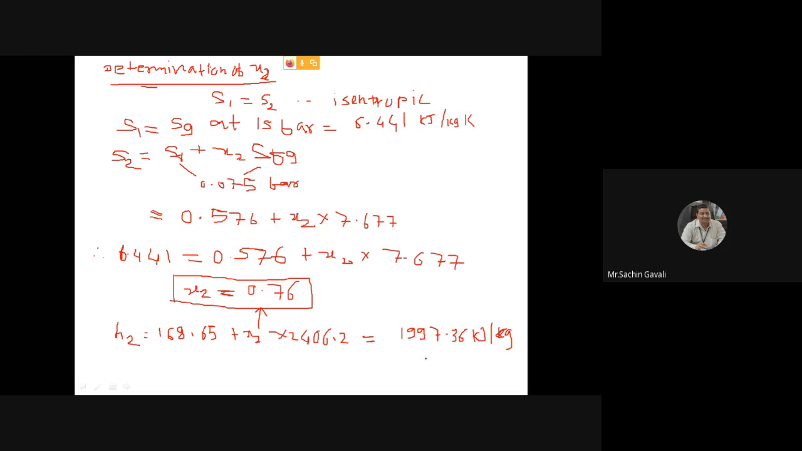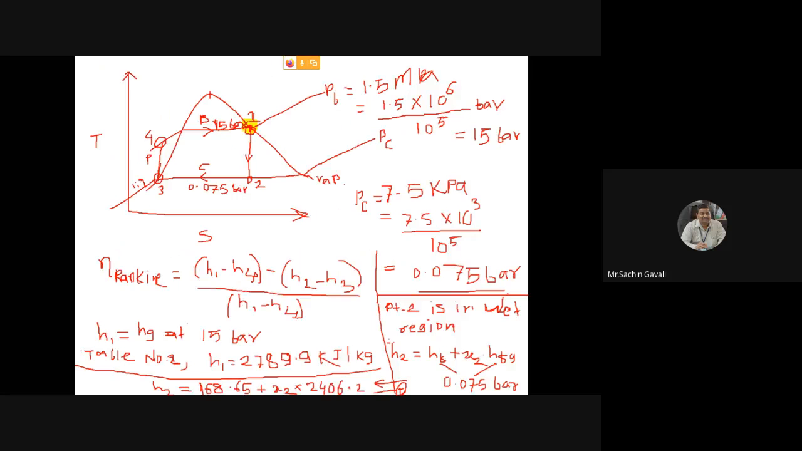H1 is equal to H2. Okay. Then what will be the H3 value? What will be the H3 value? HF, correct. HF at which pressure? 0.075. Okay, good, very good.